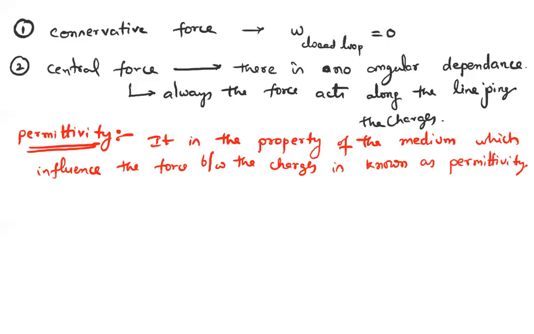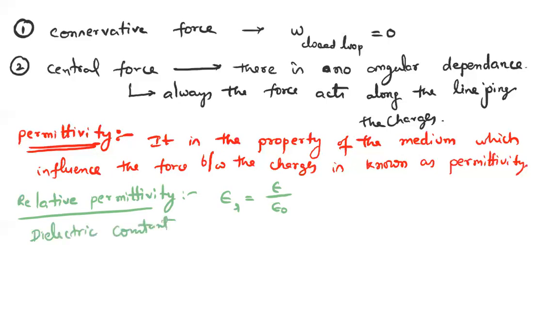Next, we have to define relative permittivity, which depends on the medium. Relative permittivity means epsilon by epsilon naught. Epsilon is the permittivity of the medium, and epsilon naught is the permittivity of free space. That means relative permittivity is the ratio of the permittivity of the medium to the permittivity of free space or vacuum. It is also called the dielectric constant.